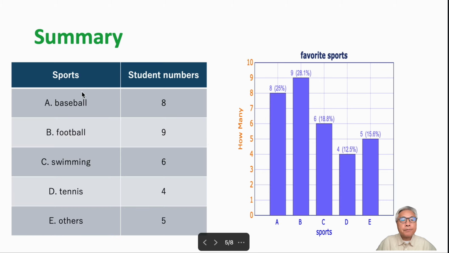Okay, summary. This is a table. Label is sports, students, or baseball, football, swimming, tennis, and others. And values, numerical values, 8, 9, 6, 4, 5, right? This table shows how many students like which sport. Next one, this graph also shows how many students like which sports.